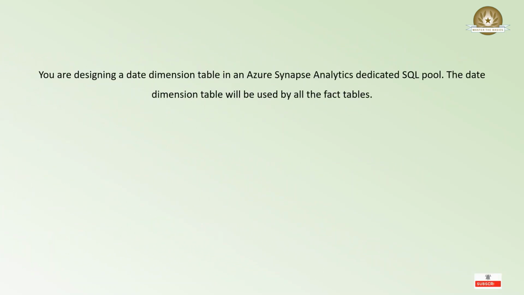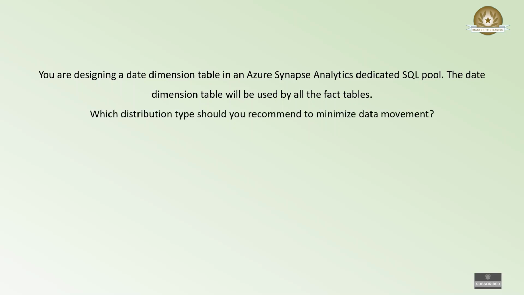You are designing a date dimension table in an Azure Synapse Analytics dedicated SQL pool. The date dimension table will be used by all the fact tables. Which distribution type should you recommend to minimize data movement? A. Hash. B. Replicate. C. Round robin.